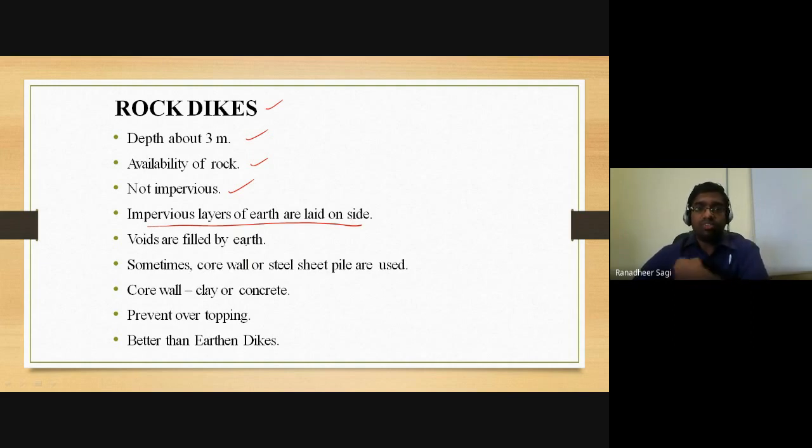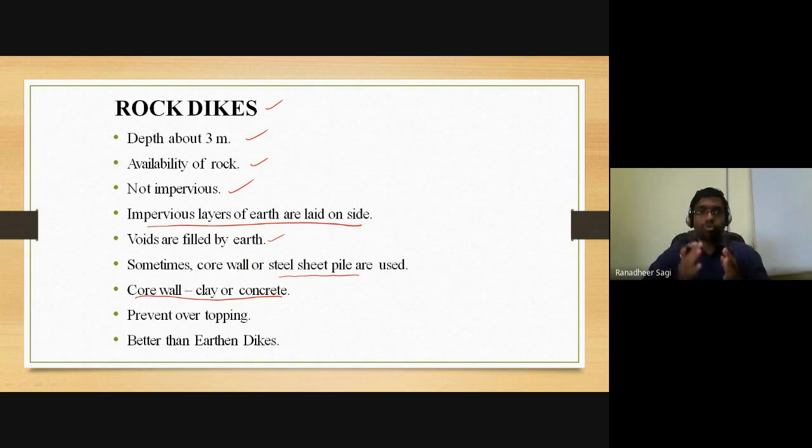Voids wherever available in between the large boulder particles in the construction of rock dikes are filled by earthen material, or by what is called puddle material. Sometimes the core wall construction in the case of a rock dike can be taken up by providing steel sheet piles, which will minimize the effect of seepage across the cross section of this rock dike structure. And the core wall in the construction of your rock dike will be constructed by either clay or concrete.